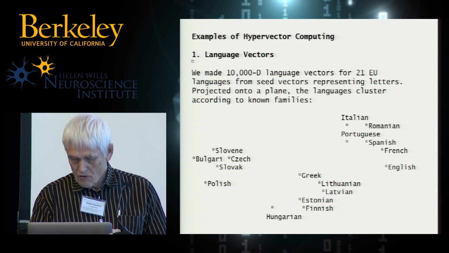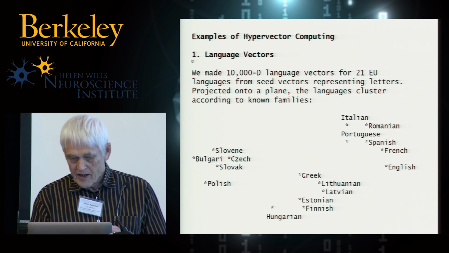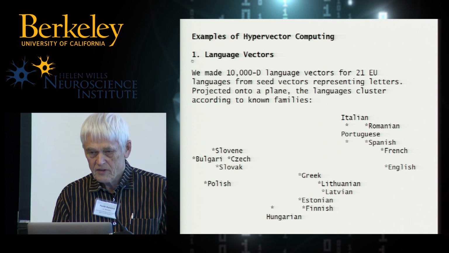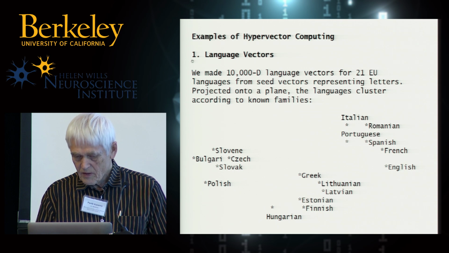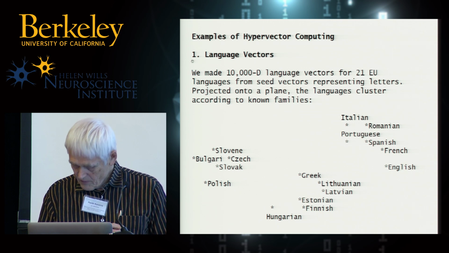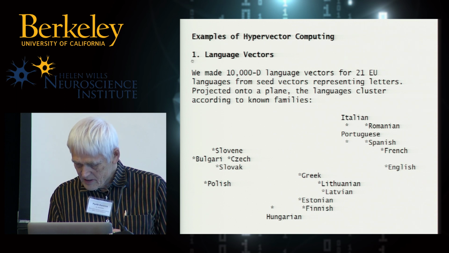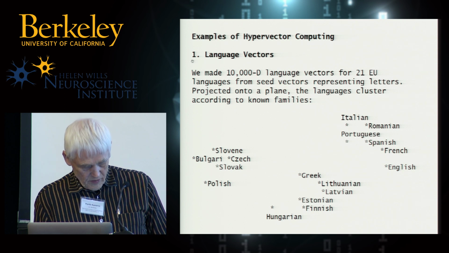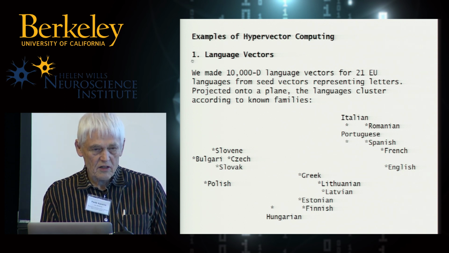So there, the Romance languages are up right, and there are Baltic languages toward the bottom and Slavic languages to the left. So it's a very simple algorithm that produced vectors that were very nicely sensitive to the letter structure. In some sense, it reflects the sound structure of a language.